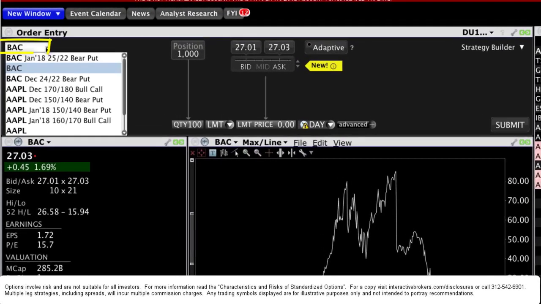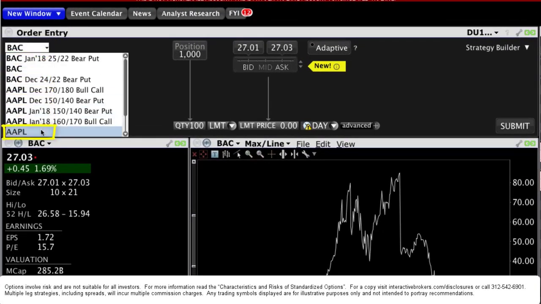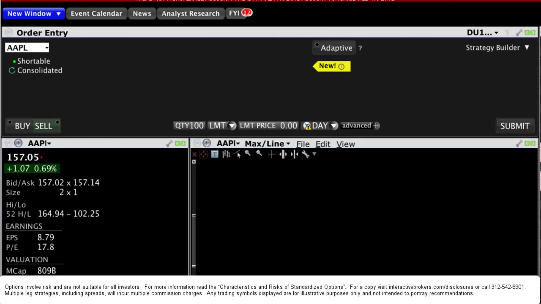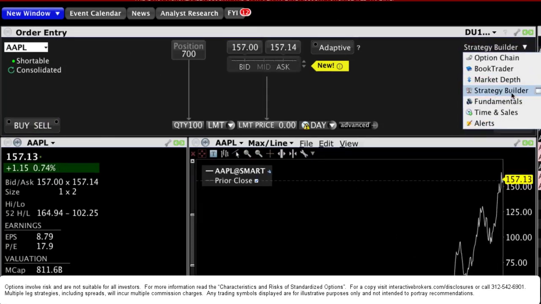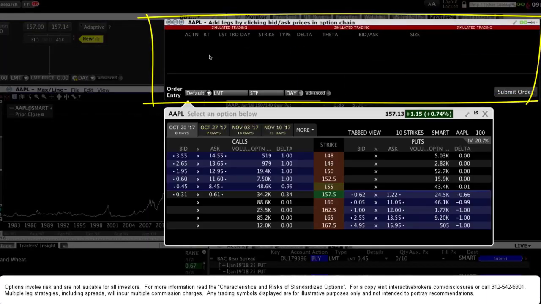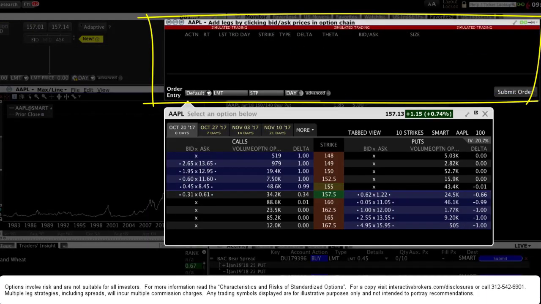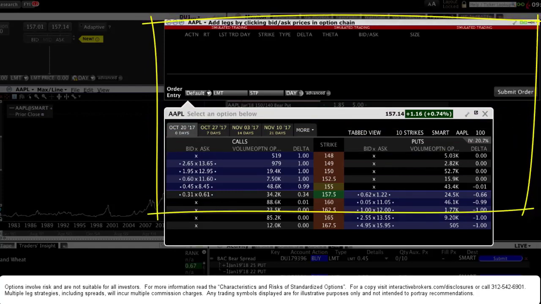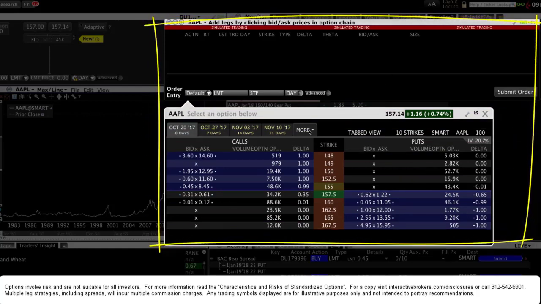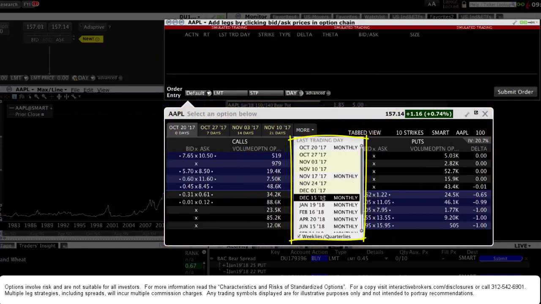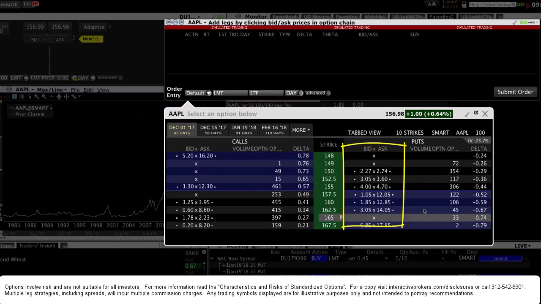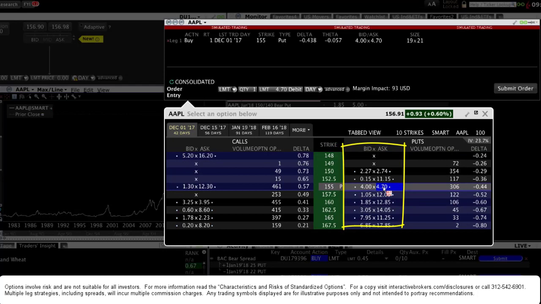Here is another way of adding a combination to your page. Input the underlying ticker in the Order Entry panel. To the right, use the drop-down menu to select the Strategy Builder. This leaves the quote for the underlying intact in the Order Entry panel, but also displays a quote panel and option chain. Use the option chain to select the desired expiration, and then click on the bid and ask prices for the options you wish to combine.